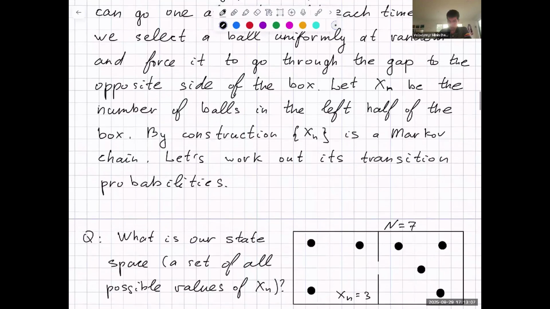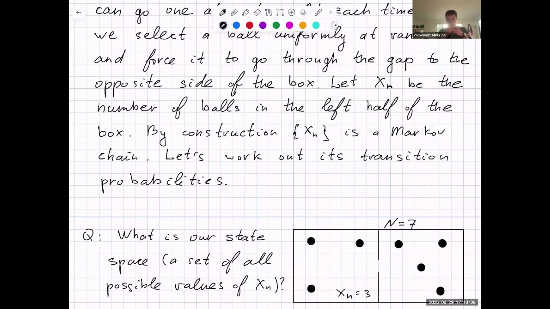So this is the box. In this example, we have three gas molecules on the left, four on the right, and this gap, seven molecules in the system. The system is closed, so the number of molecules cannot go up or down. If it's seven, it's going to remain seven forever. If it's 100, it's going to remain 100 forever. But the number of molecules on the left and on the right will be random.